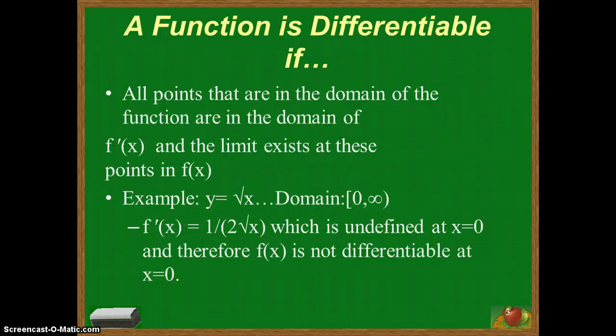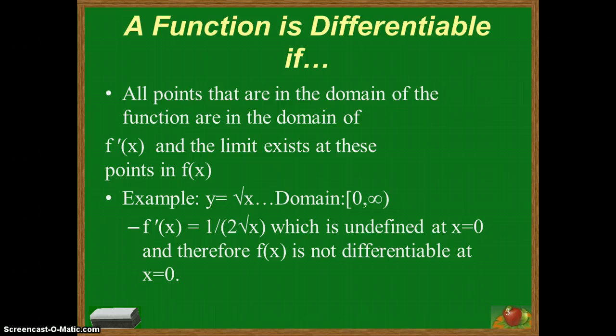A function is said to have a derivative, or to be differentiable, if all points that are in the domain of the function are in the domain of f prime of x. F prime is what stands for the derivative, and the limit exists at these points in f of x.